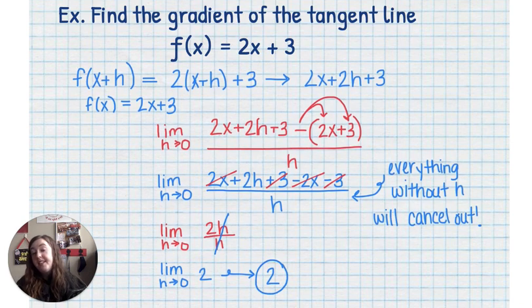So the slope of our tangent line there is going to be 2. Now, you probably would have been like, duh, Mrs. Davis, I know the slope of the tangent line is going to be 2 because this is a line, and hey, my slope is 2. So that kind of makes sense. Cool. Let's look at it in a more complicated one.